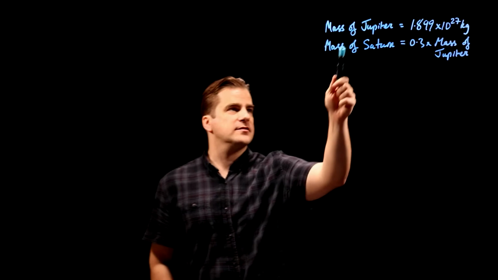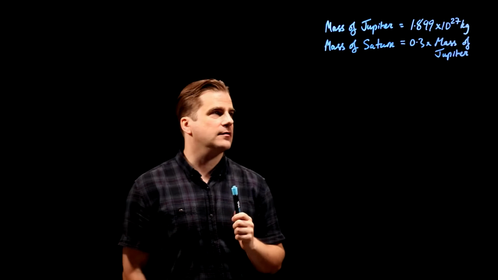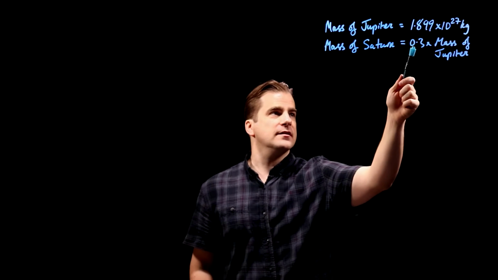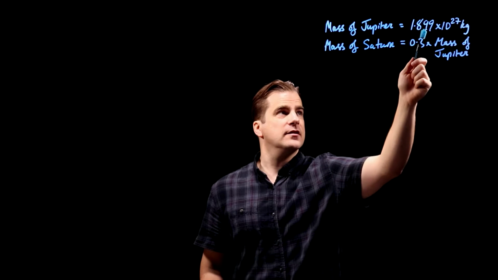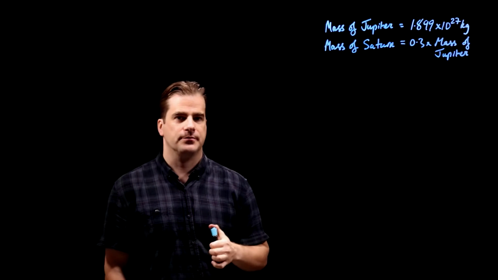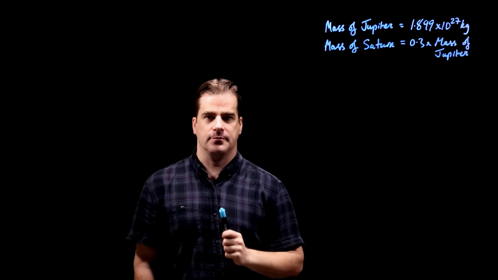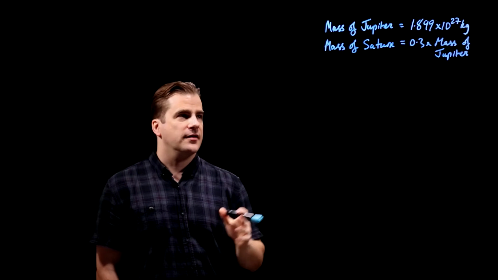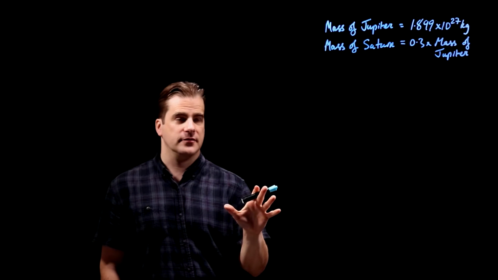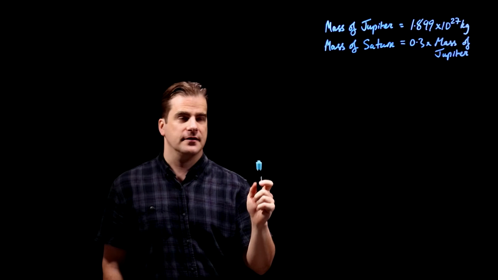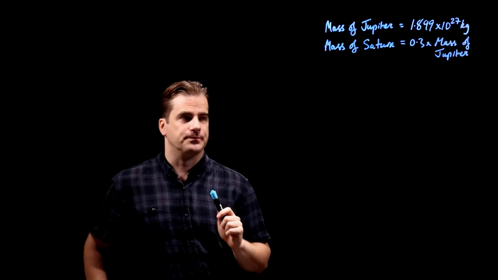Right, we're told that the mass of Jupiter is 1.899 times 10 to the 27 kilograms. And we're told that the mass of Saturn is 0.3 times the mass of Jupiter. And we have to estimate the mass of Saturn. Right, this is a non-calculator paper, so you can't just stick it into a calculator. When it says estimate, this is what you have to do.